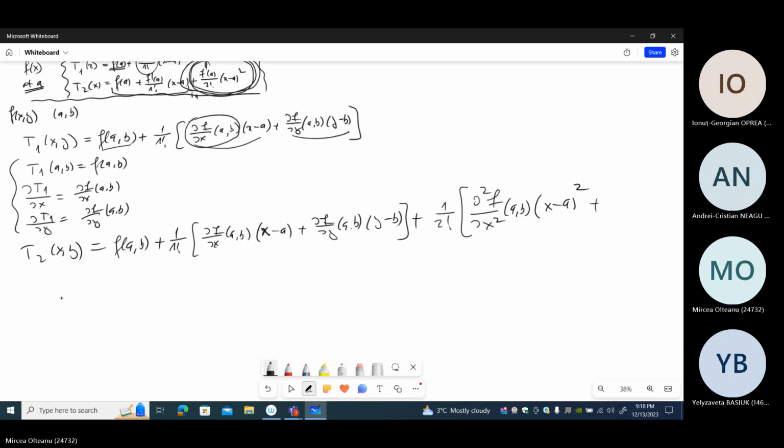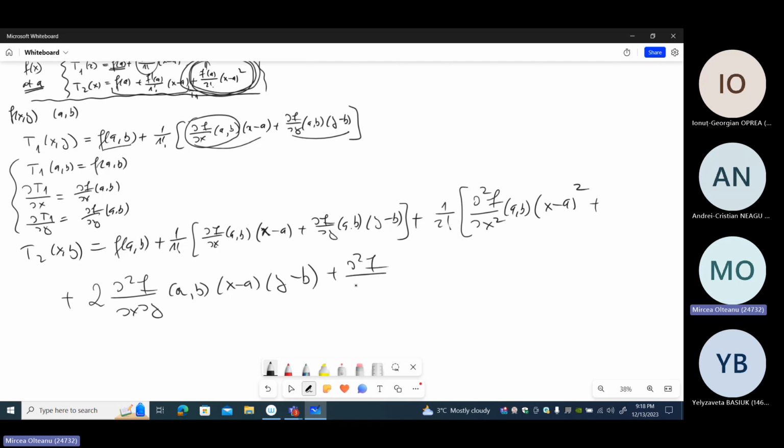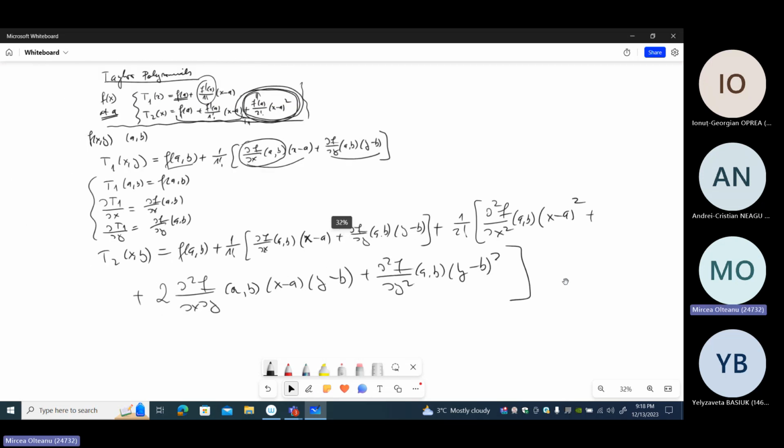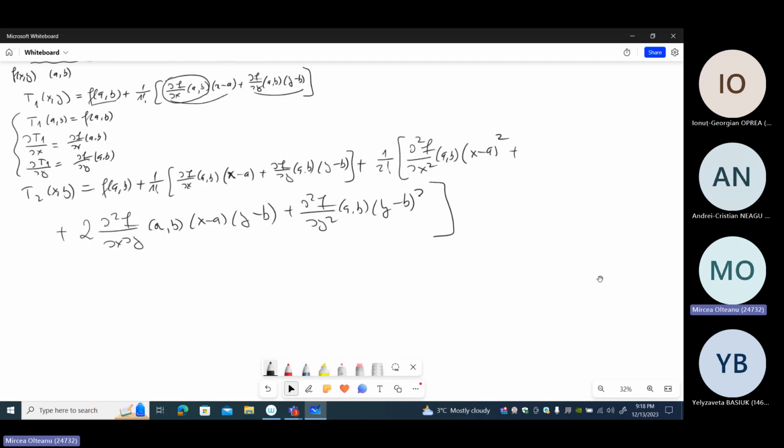Now plus, now we have the mixed ones. But the mixed ones are 2, and they are equal. So we shall have 2 times partial squared f over partial x partial y at the point (a,b) times (x minus a) times (y minus b). And finally, partial squared f over partial y squared at the point (a,b) times (y minus b) squared. This is the quadratic approximation of the function f around the point (a,b).